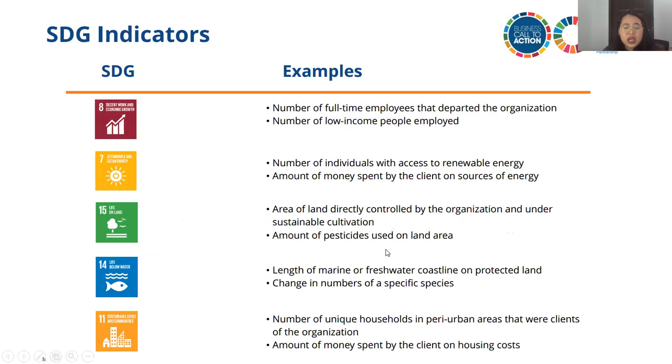So now combining what you understood about a good indicator and the examples given in the earlier slide that showed sector indicators, we will apply that to the SDGs. So ito siya, decent work and economic growth. Examples are number of full-time employees that departed the organization, number of low-income people employed. So again, it is SMART.